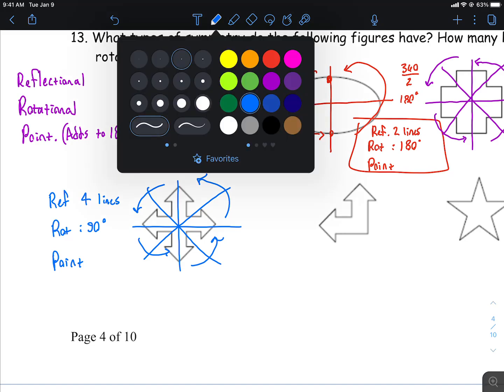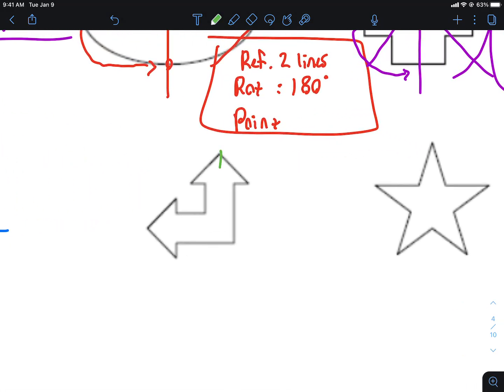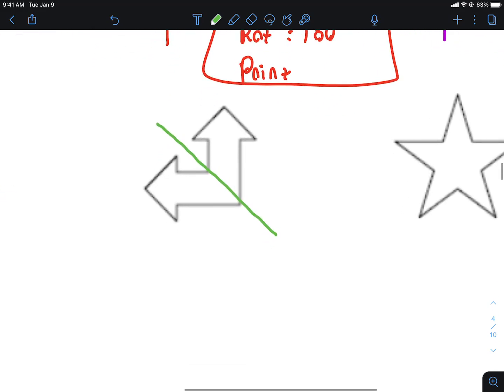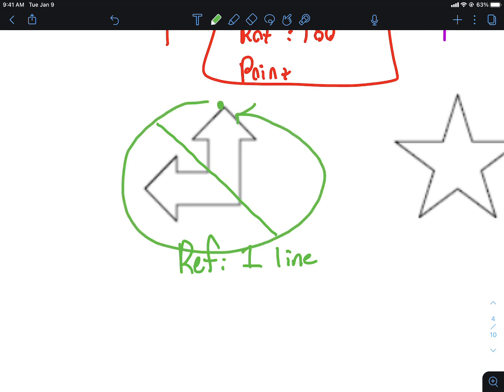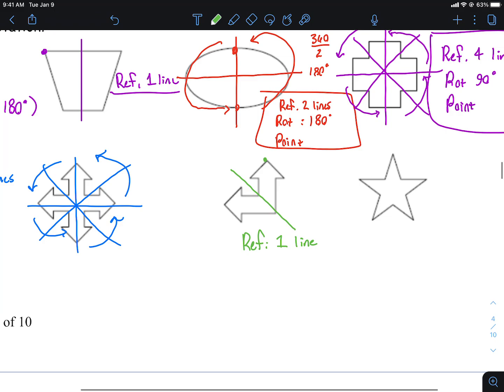Okay. Next one here is, you can't really draw a line like this here because you got this other piece of the arrow. So the only way you can draw a line of symmetry on this one here is diagonally like that. And this one's only going to have that right there. This will be reflectional with one line, and that will be it. You can't really rotate this figure to get everything to line back up again until you do a full rotation. So we're going to say it's not rotational symmetry.